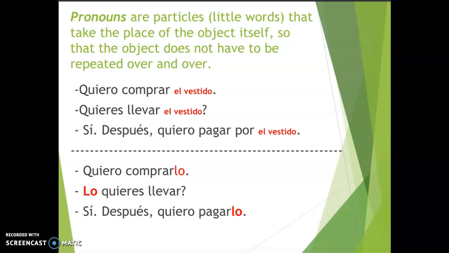So how do we use direct object pronouns to replace the object itself? Quiero comprarlo. I want to buy it. ¿Lo quieres llevar? Do you want to wear it? Sí, después quiero pagarlo. Yes, then I want to pay for it.